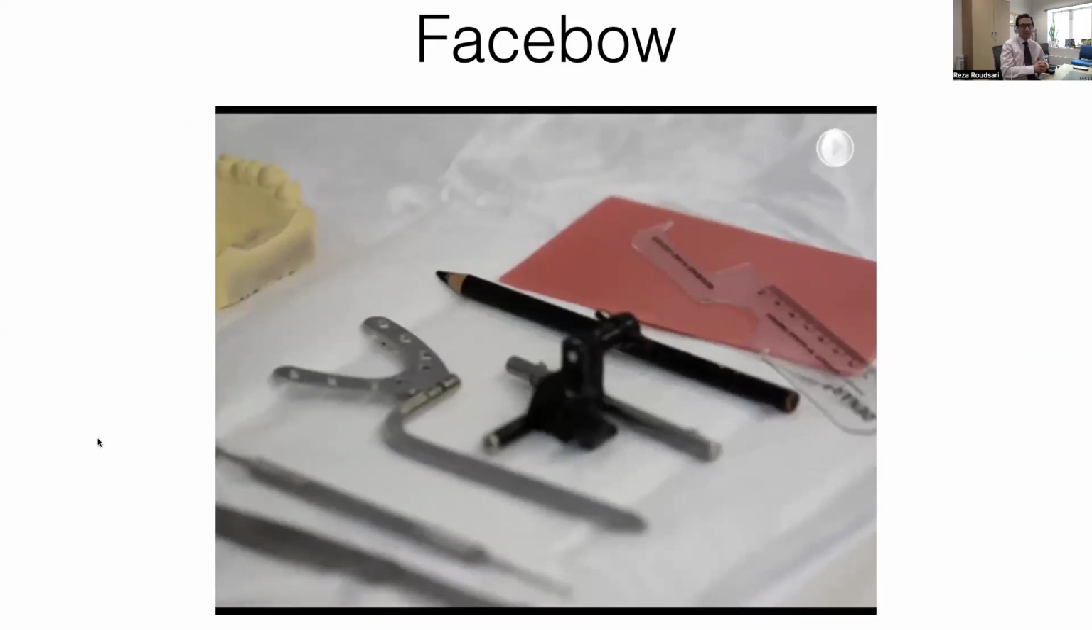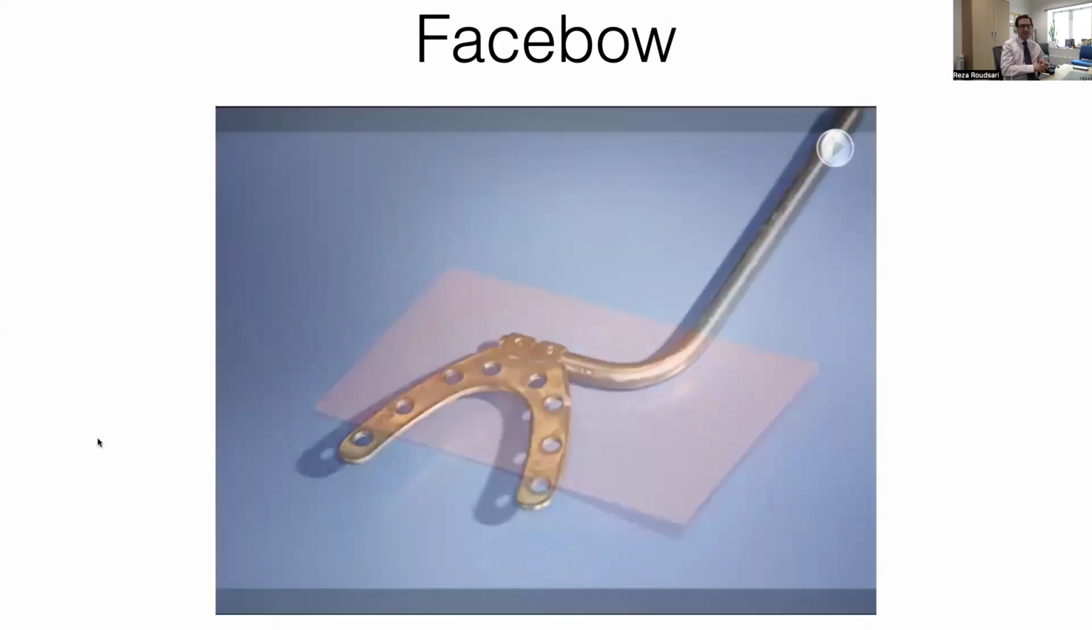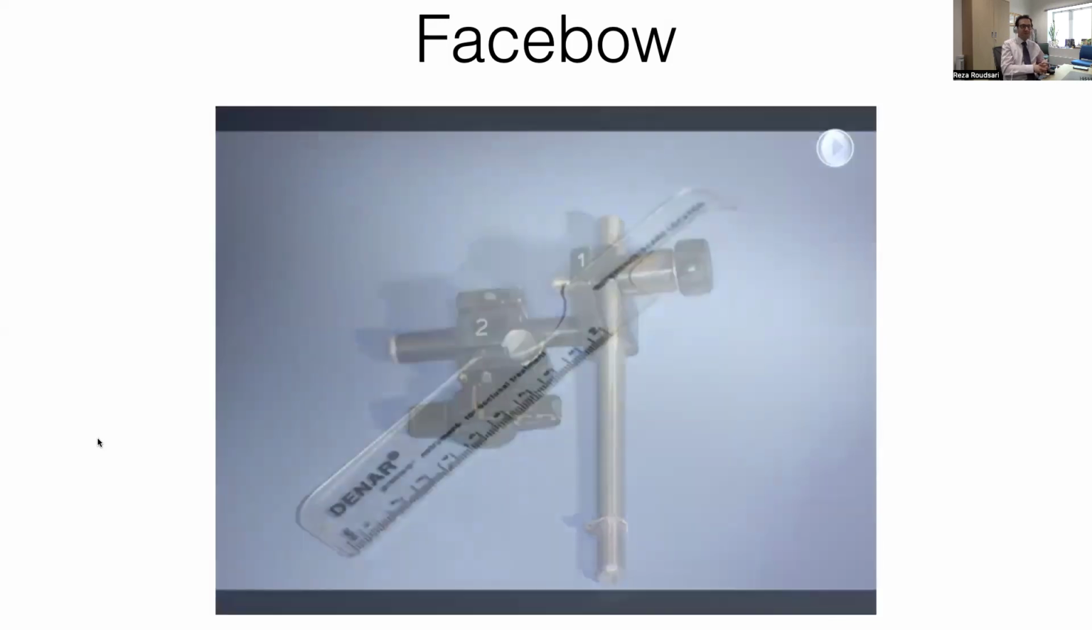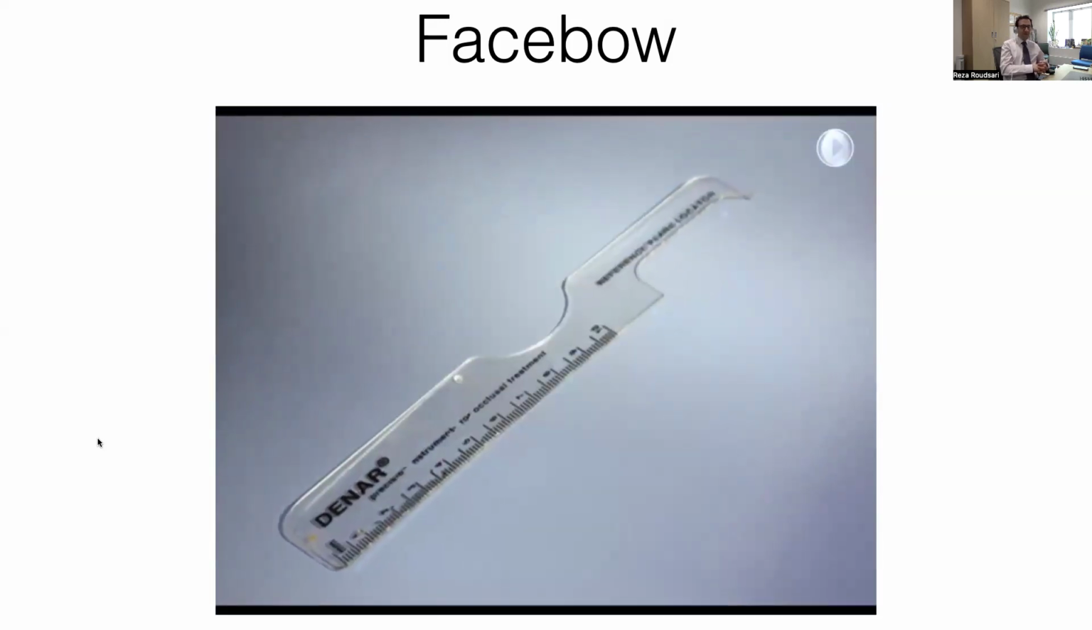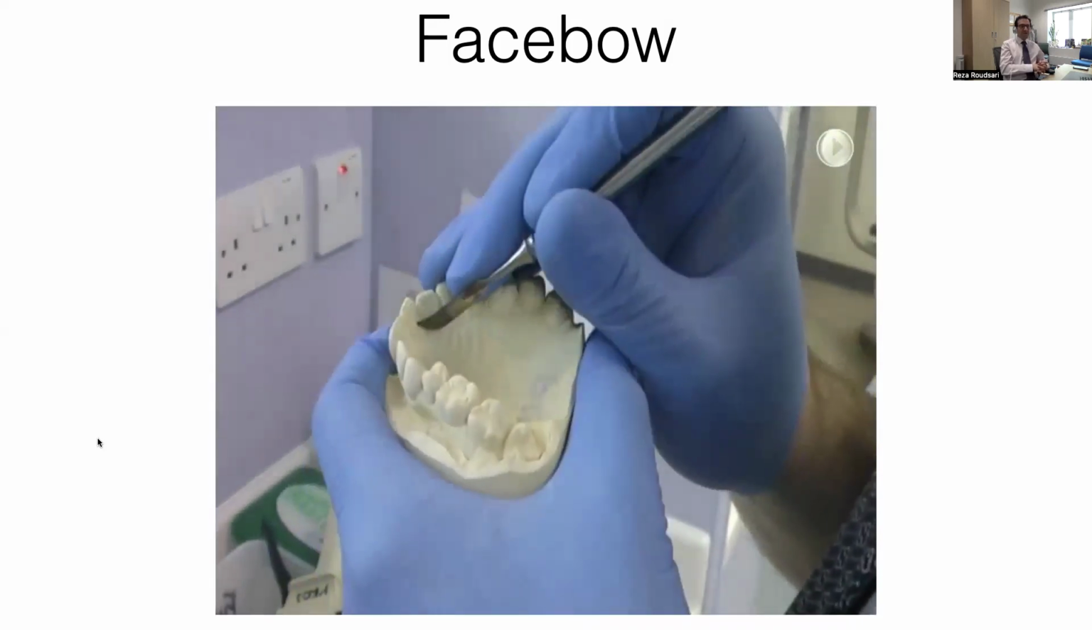Essentially, what you need is your Facebow kit. We do have a Denar Facebow in the clinic, and you have a Facebow fork, and you can use either a bite registration paste or some wax. This is your Facebow jig. And you've also got your ruler to measure your 43 millimeter incisal pin.